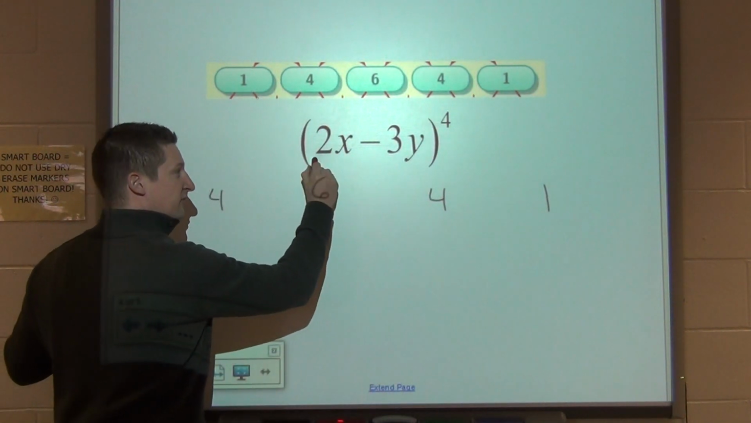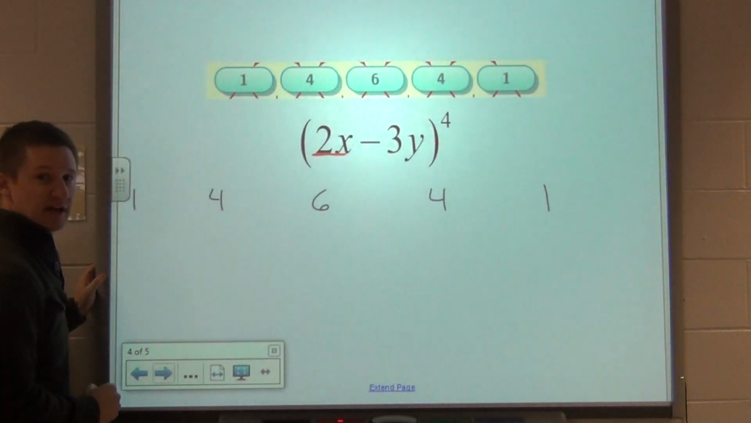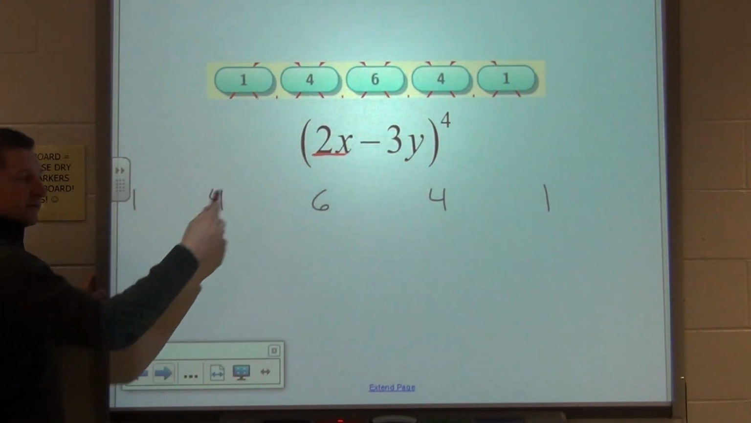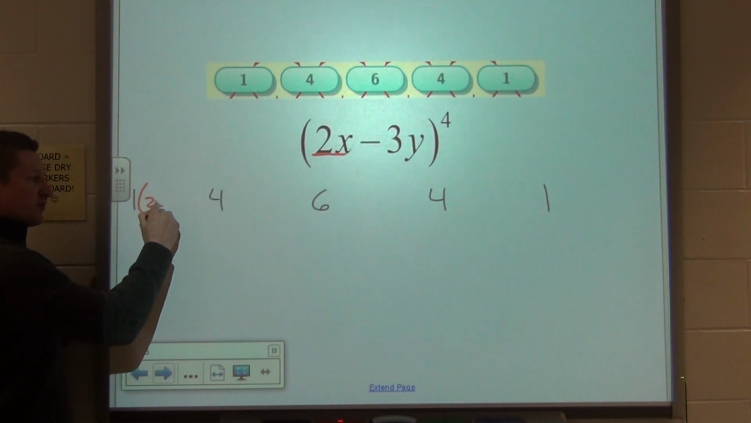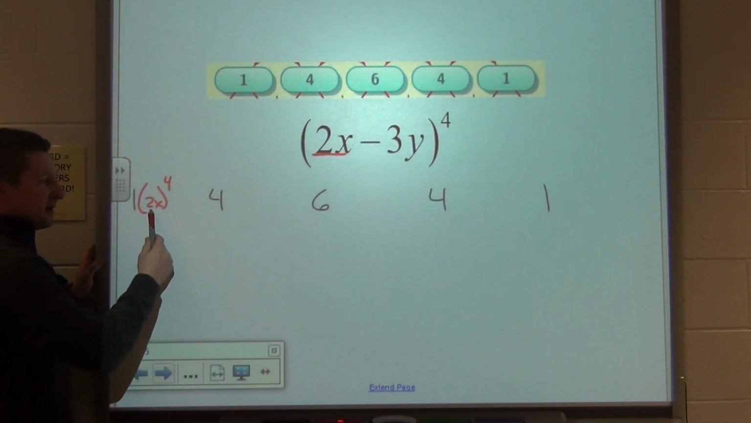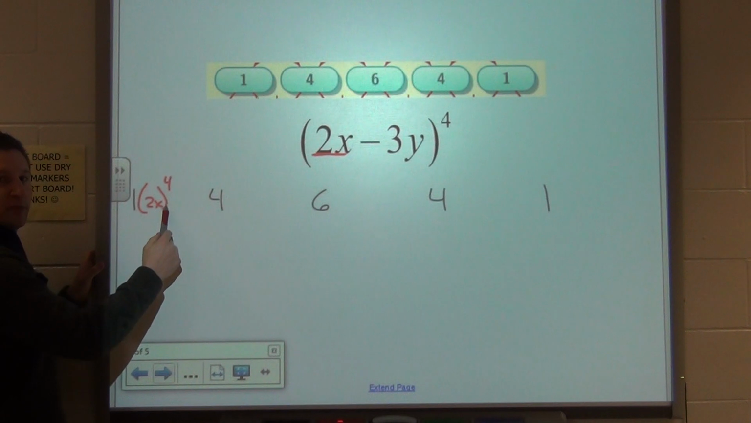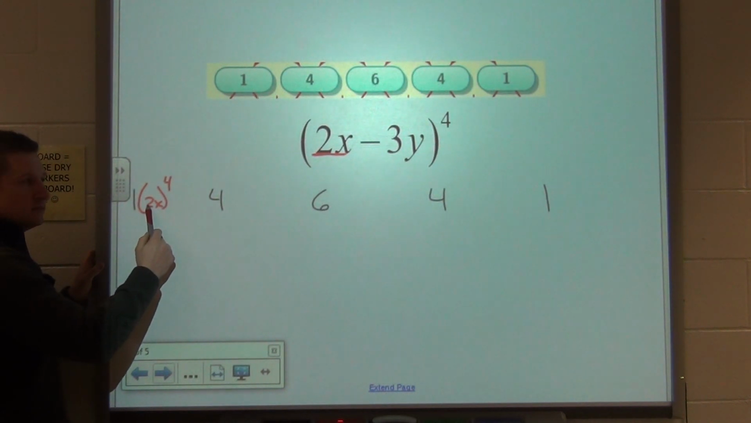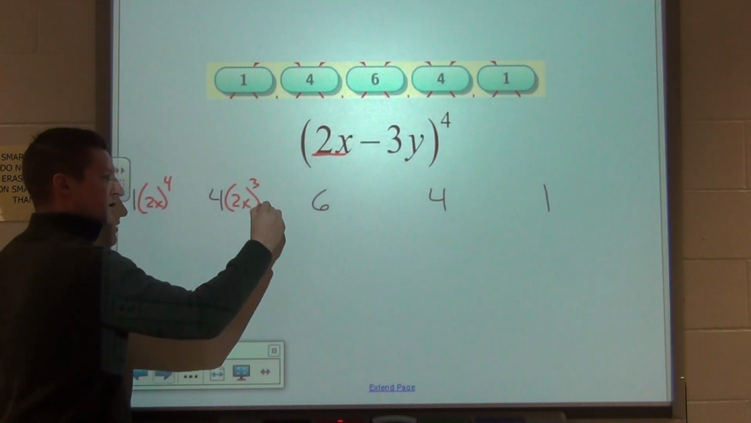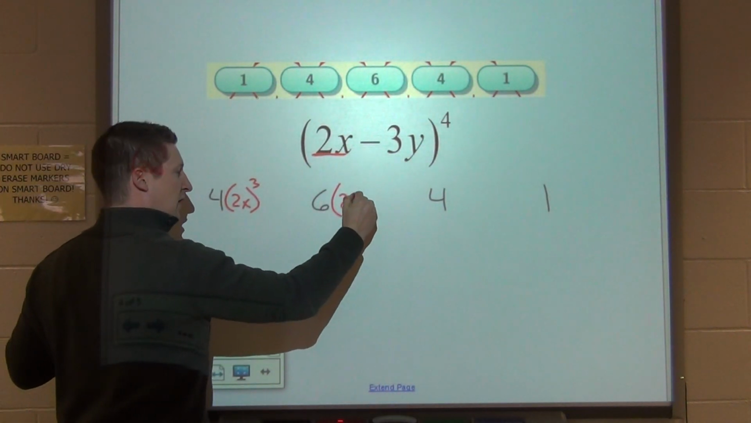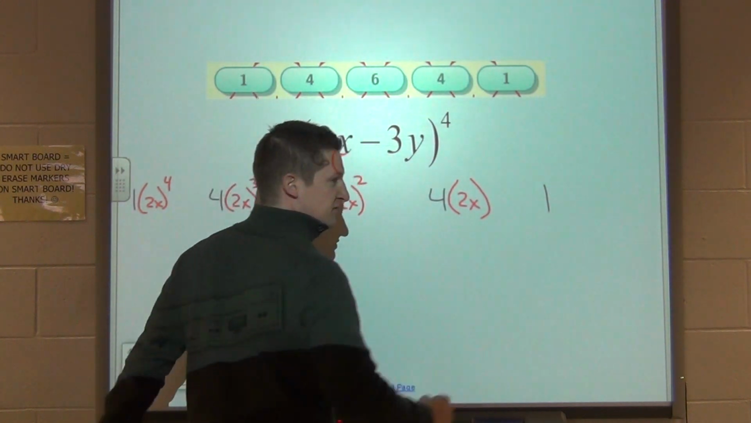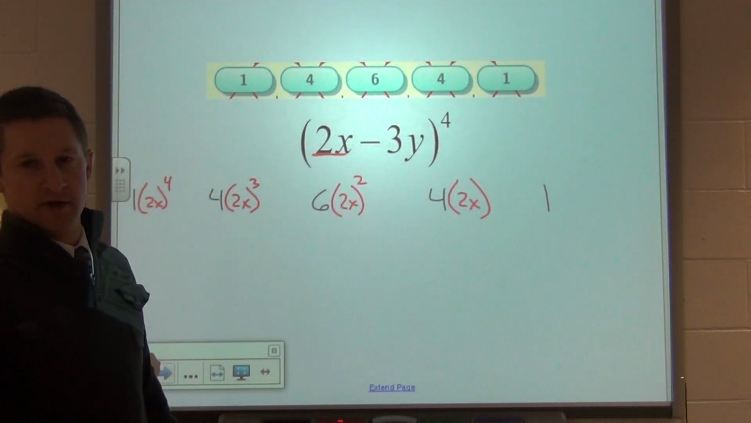Then I'm going to take the first term, which instead of being just an x is now a 2x. Well, that first term in the first term of my expansion is going to be raised to the 4th power. Notice how I put it in parentheses to remind myself that not just the x is raised to the 4th power, but the 2 as well. That term will be cubed here, squared here, raised to the 1st power here, and finally to the 0 power, which is 1 and unnecessary in the last term.